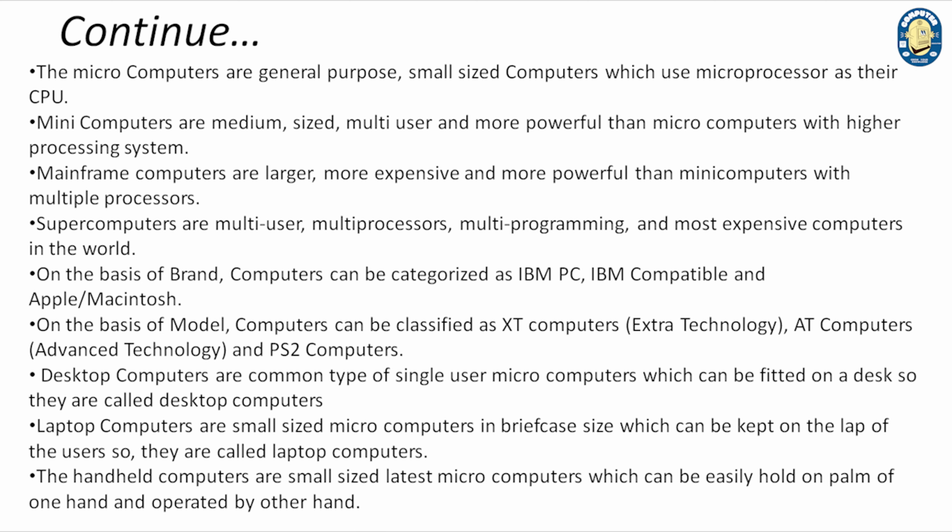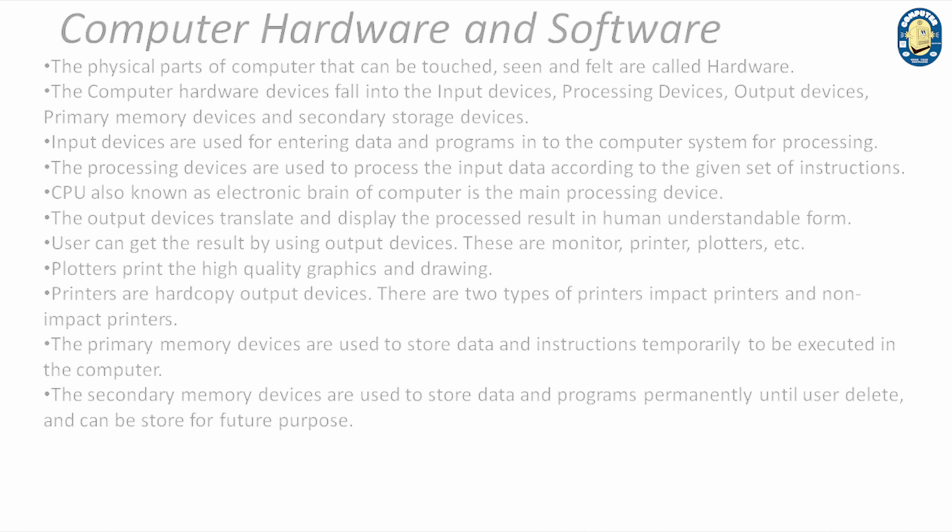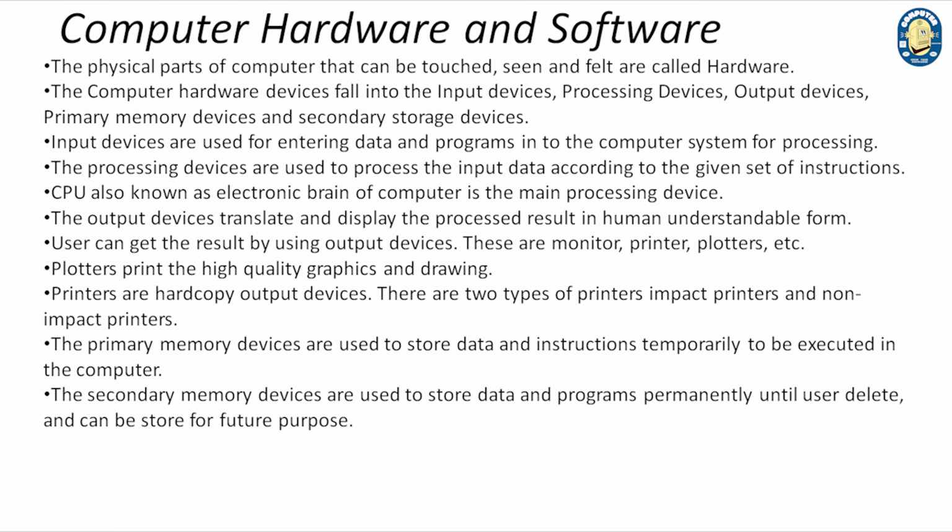The handheld computers are small-sized latest microcomputers which can be easily held on palm of one hand and operated by other hand. Computer hardware and software. The physical parts of computer that can be touched, seen and felt are called hardware. The computer hardware devices fall into the input devices, processing devices, output devices, primary memory devices and secondary storage devices.